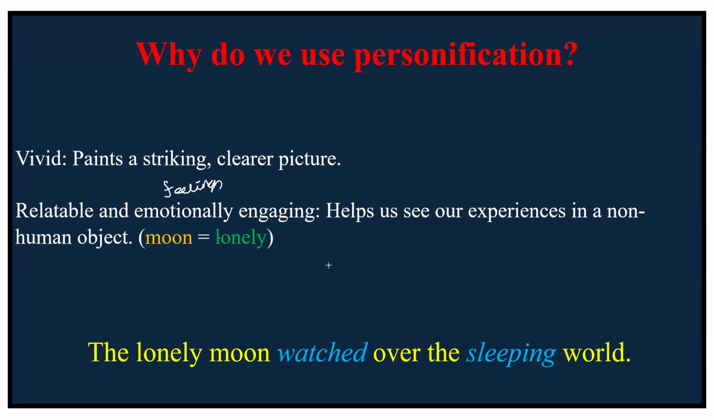Because it says the lonely moon watched over the sleeping world. Cool. What's emotional about lonely? Oh, sorry, Annabelle. What's emotional is that the moon is being lonely and it's being watched over the sleeping world. And how does it feel? How would we as humans feel if we heard that something was lonely? Not very good because you're gonna be by yourself. Yeah, we'd feel a little bit sad, wouldn't we?